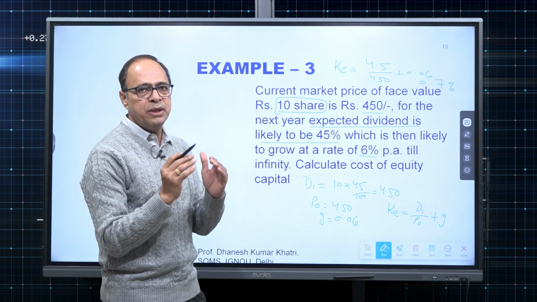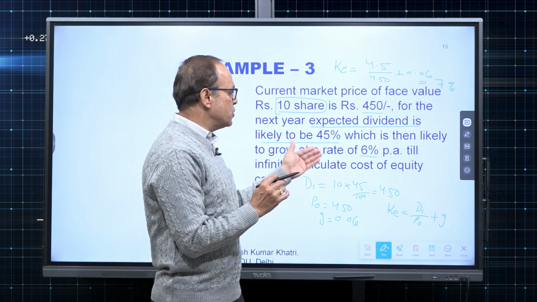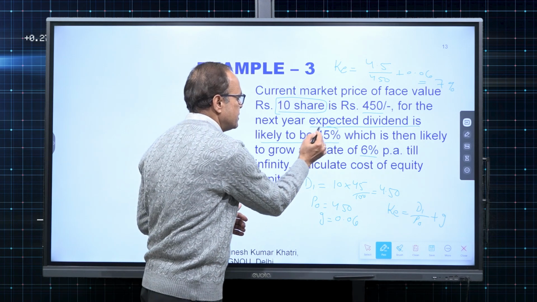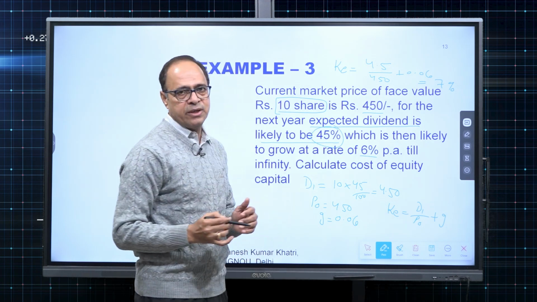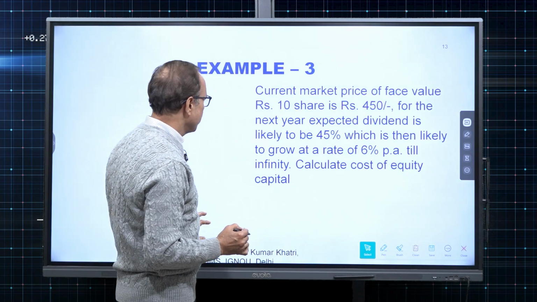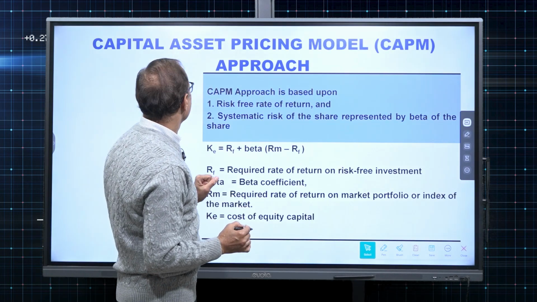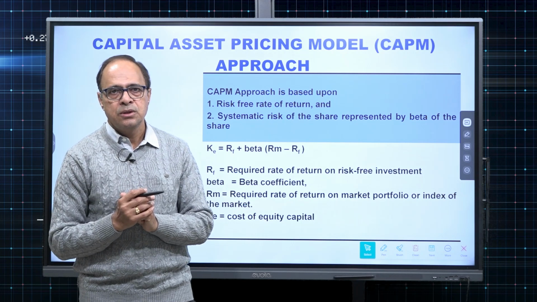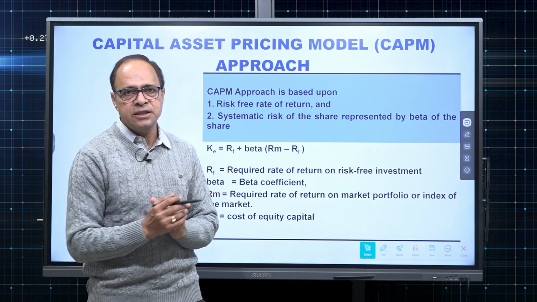So always you have to be attentive whether D0 is given or D1 is given. Apply the dividend percentage on the par value or the face value. So that was dividend capitalization approach. So we have learnt about dividend capitalization approach.